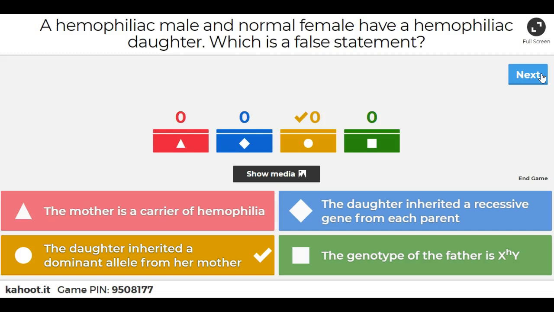So hemophilia is a sex-linked trait. Hemophilia is recessive, however, it shows up in males quite often, and this is because they only have one X chromosome. So all of those other statements are correct about hemophilia and this situation. That mother has to be a carrier of hemophilia. The daughter had to have inherited a recessive gene from each of the parents, and of course the genotype of the father is XY, with that hemophiliac gene being contained on the X chromosome.